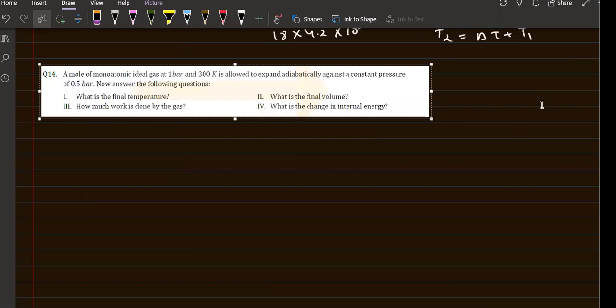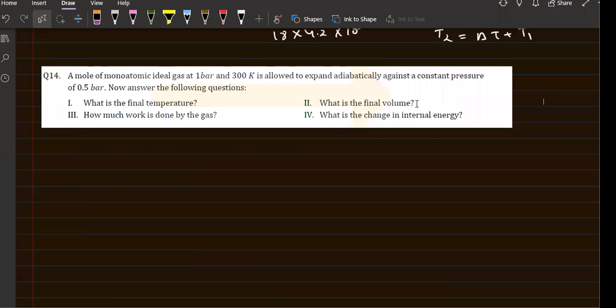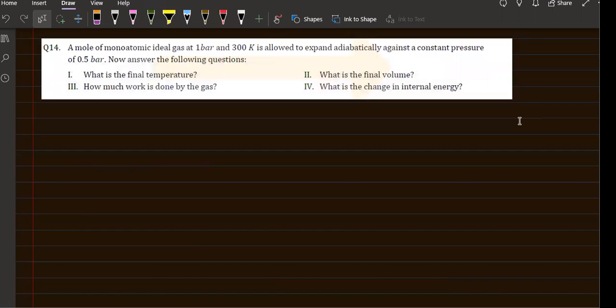Step by step. So I told you in thermodynamics, the first thing that you have to do is find the process. Find the process. So it's already given. What's the process? Okay, so it is given. It is adiabatic against constant pressure. Okay, so write down first of all what is final temperature, final volume.